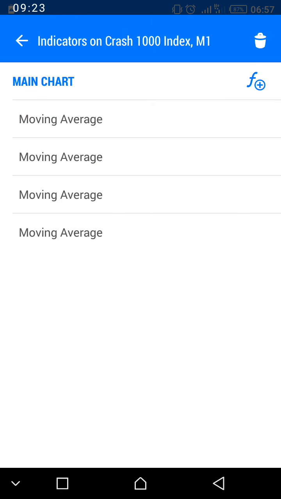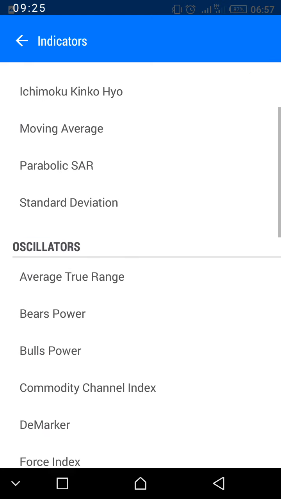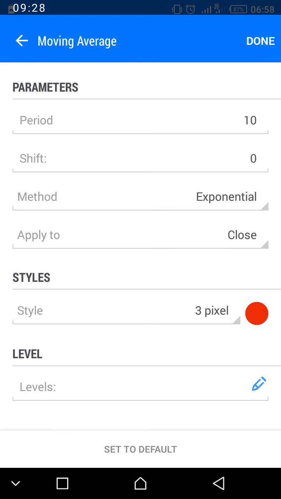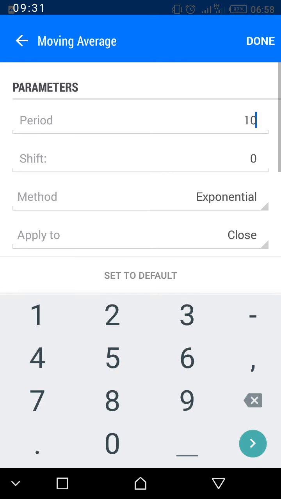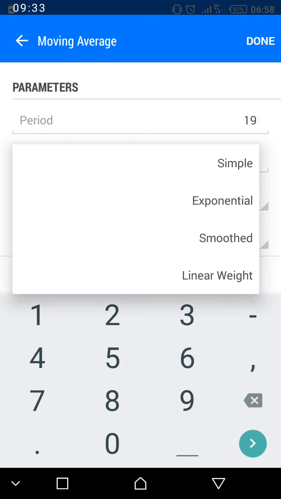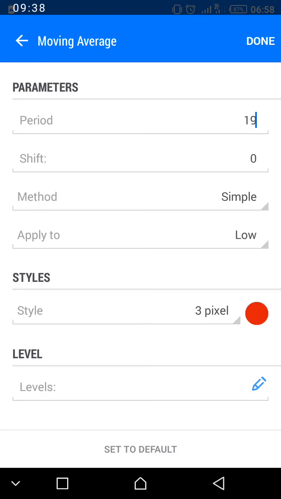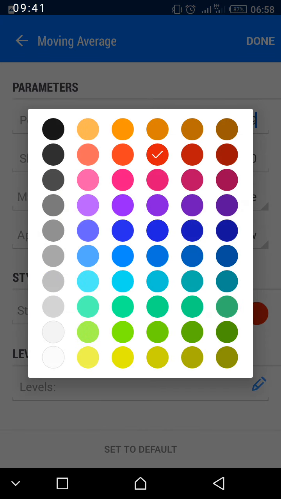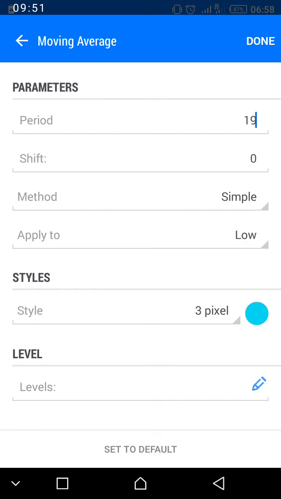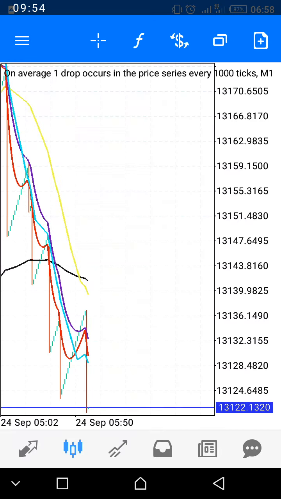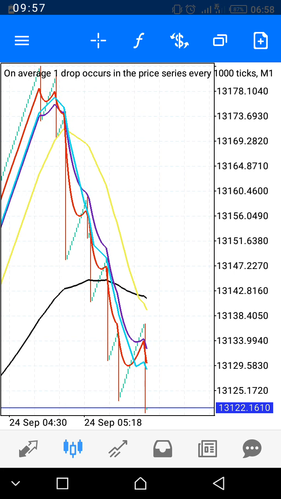Press F plus, click on moving average. This time around, enter 19. The method is simple. Apply to low, please, low. Then color aqua blue. Aqua blue is the 3rd column, 1, 2, 3, 4, 5, 6, 7, 7th row. Then click on done. Voila. You see?